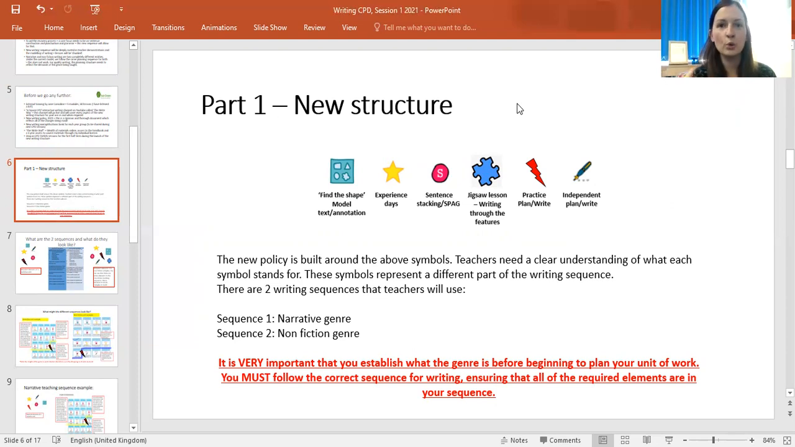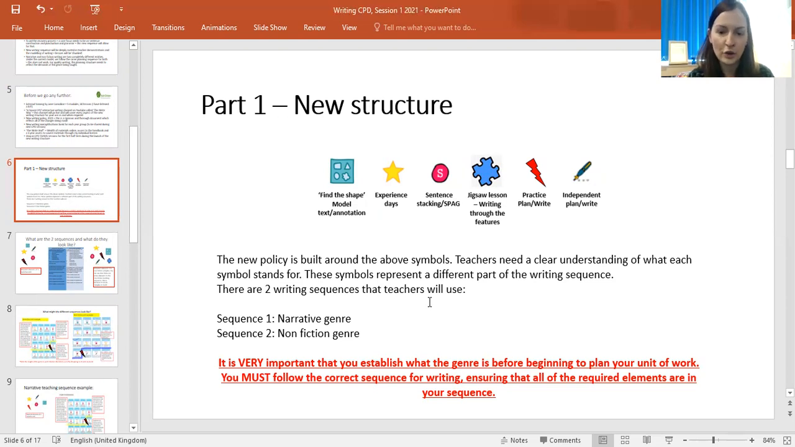Once you've nailed this bit, it should become relatively easy. But there's a few tweaks and changes that have been made just to help us seek clarity over what children are doing, when they're doing it, and why they're doing it. So as it says here, our new policy is built around the above symbols. Basically the policy and the new writing structure follows a symbol system, and teachers need a clear understanding of what each symbol stands for. And these symbols represent a different part of the writing sequence.